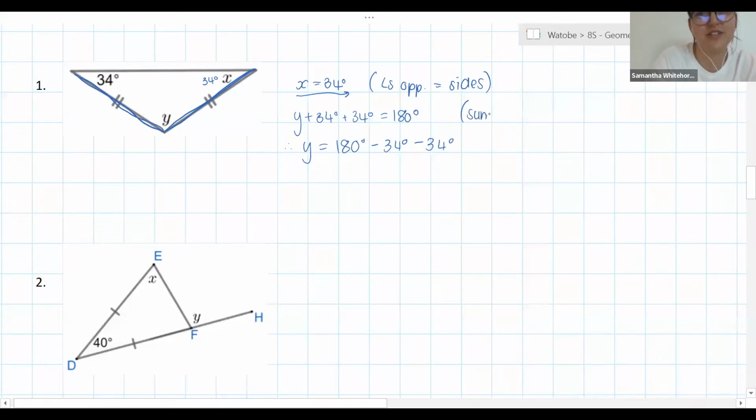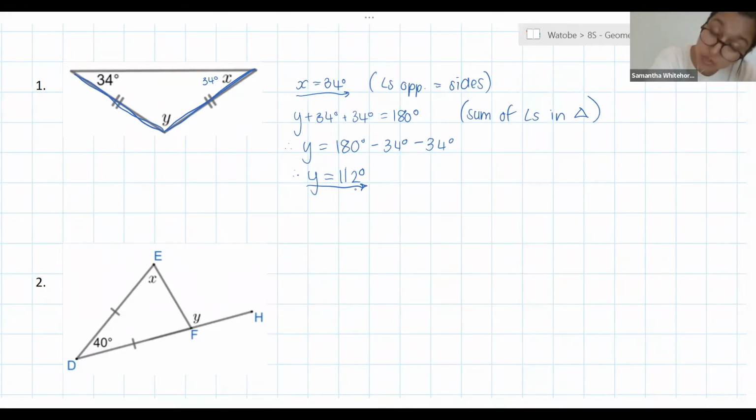My reason is sum of angles in a triangle. Good. Okay, keep going. Then my answer was 112 degrees. Perfect. Well done. Oh gosh, I can't write 112 apparently. Excellent. Okay, so guys, for that first one, we had to use two reasons, one being angles opposite equal sides and the other sum of angles in a triangle.